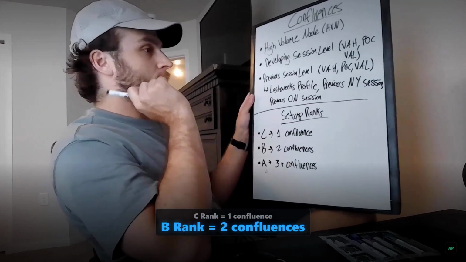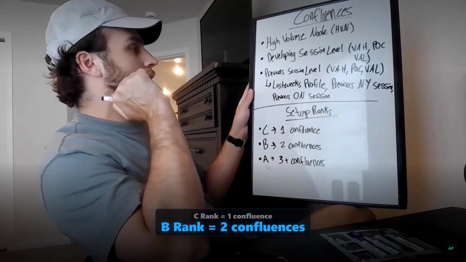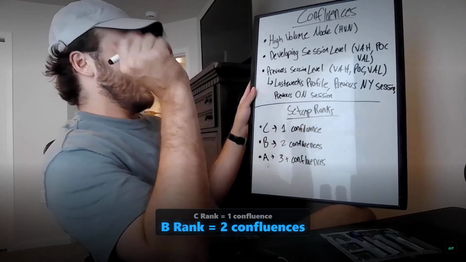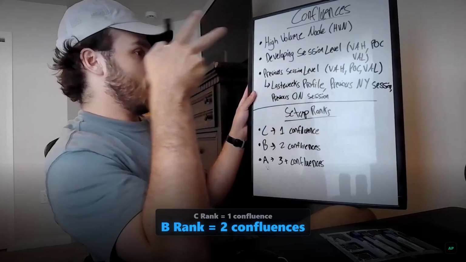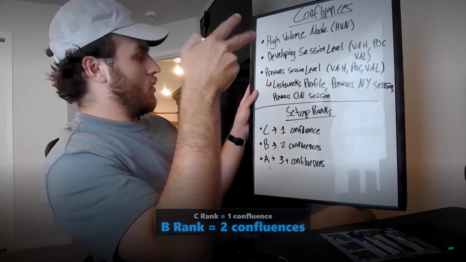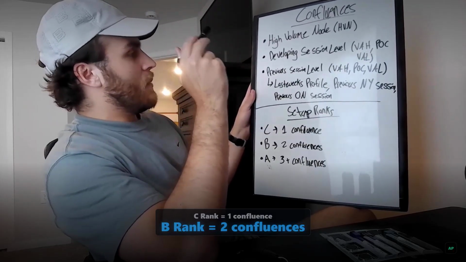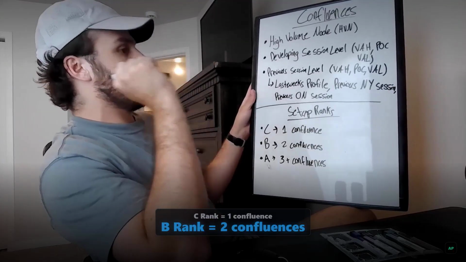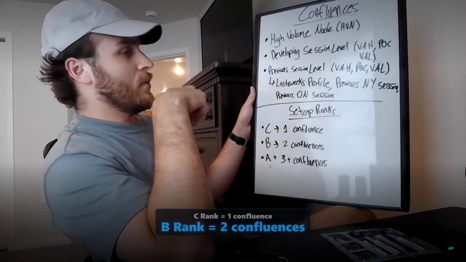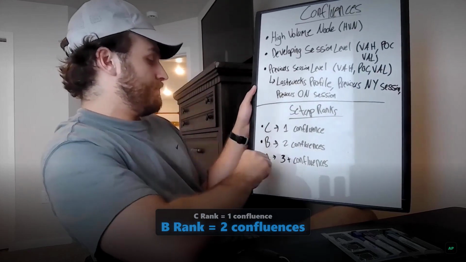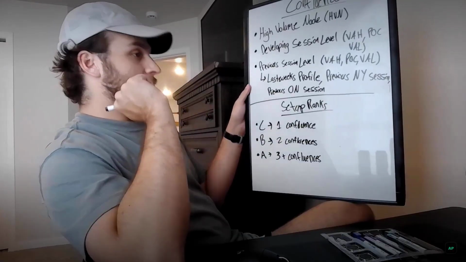A B rank is two confluences. So for example, we have a developing session value area high stacked with, like it's Asia session, stacked with New York's POC. Those are two levels. So that would be two confluences, right? Or we have, let's say, the previous New York session POC, and it is stacked with a current session high volume node. That's two confluences as well. And an A is three or more confluences, any combination.